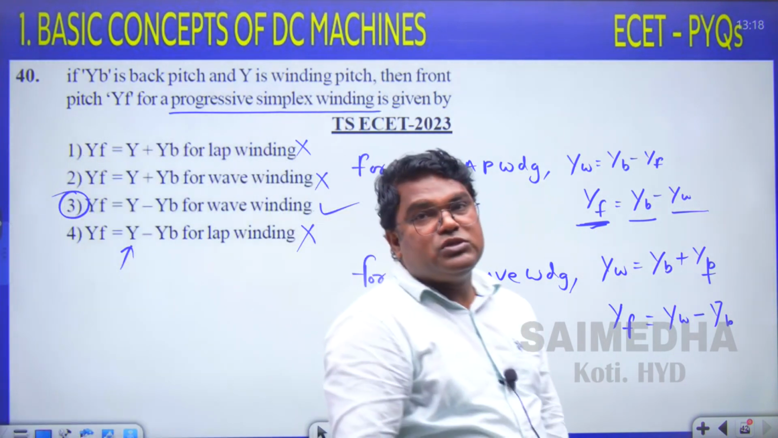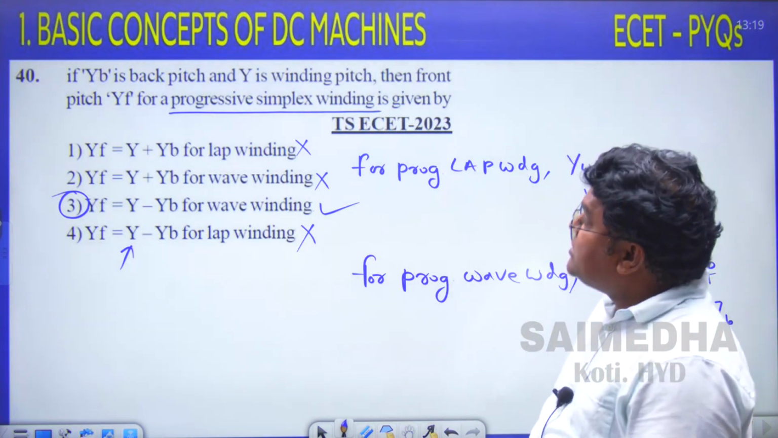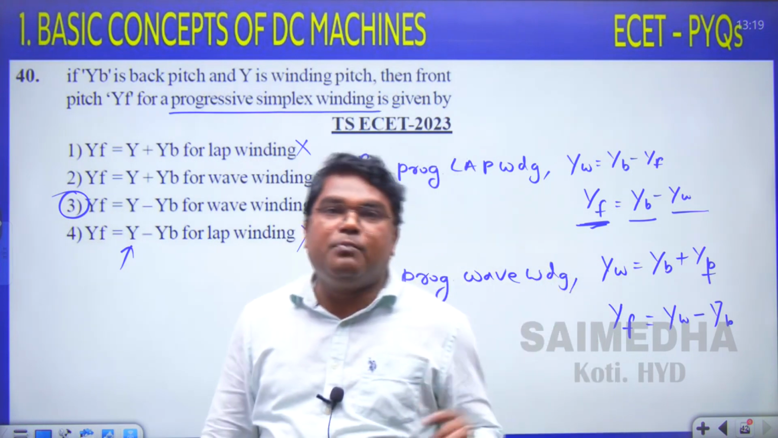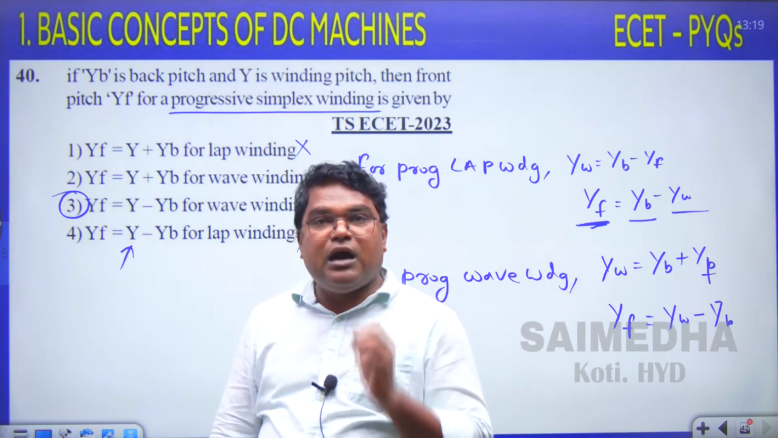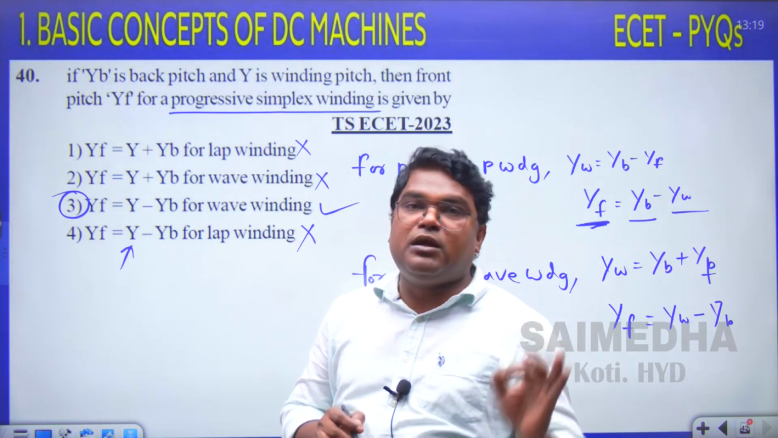This question was given in ESET 2023 recently. So this was the discussion about previous year questions of ESET on the basic concepts of the DC machine, which is chapter 1.